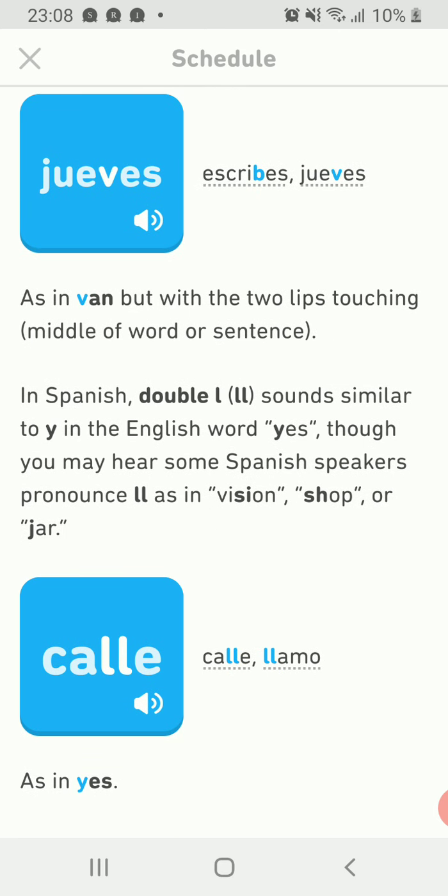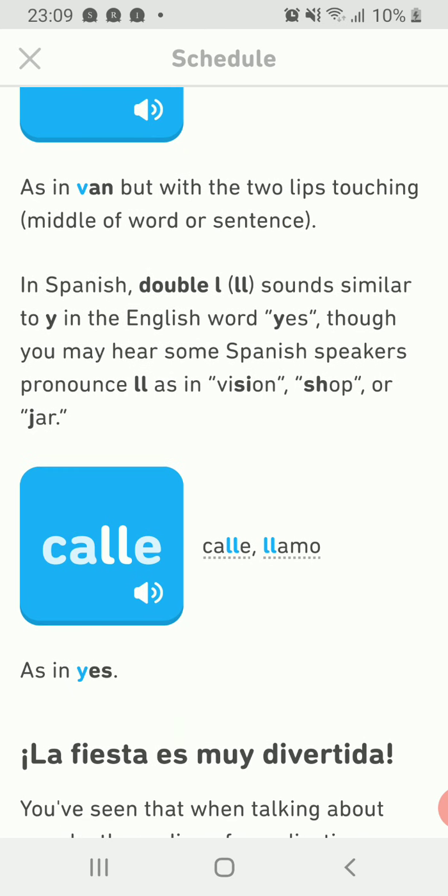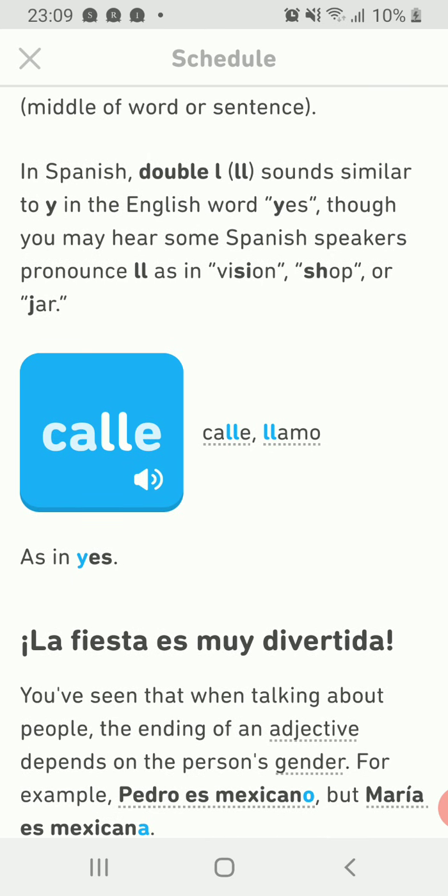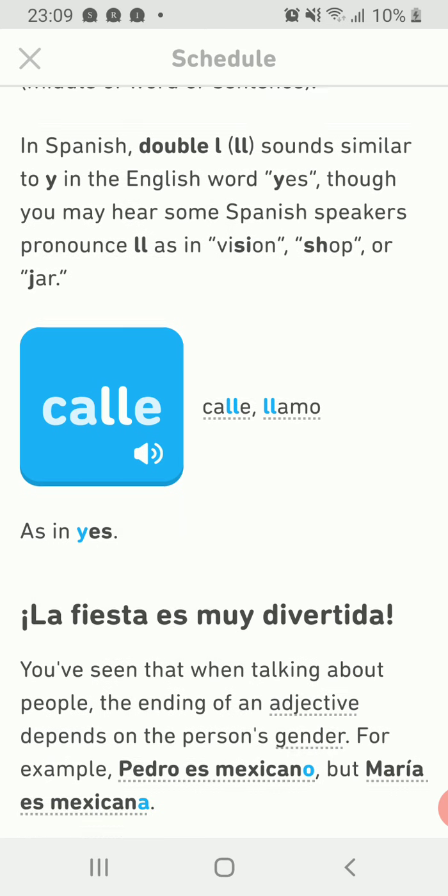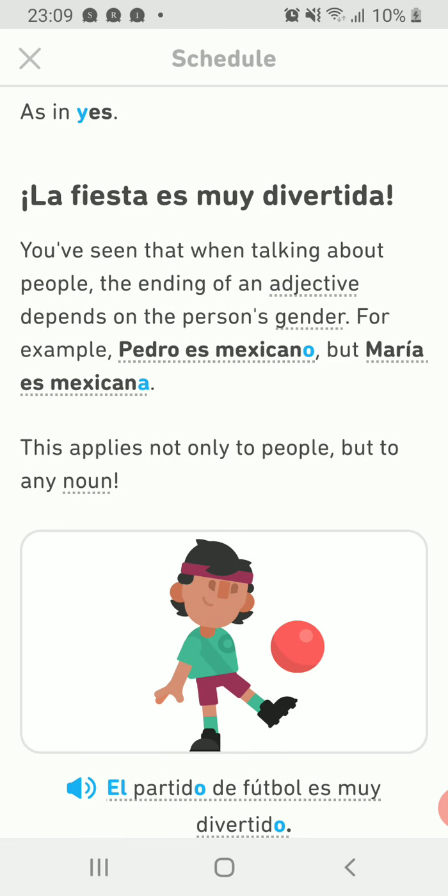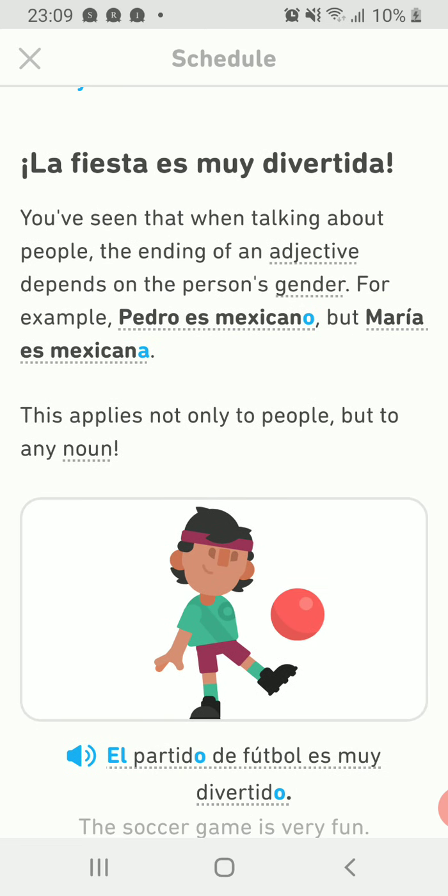In Spanish, double L sounds similar to Y in the English word yes, though you may hear some Spanish speakers pronounce double L as in vision or shop or jar. So calle, llamo. So double L sounds like a Y, just like in yes in English. And la fiesta es muy divertida.